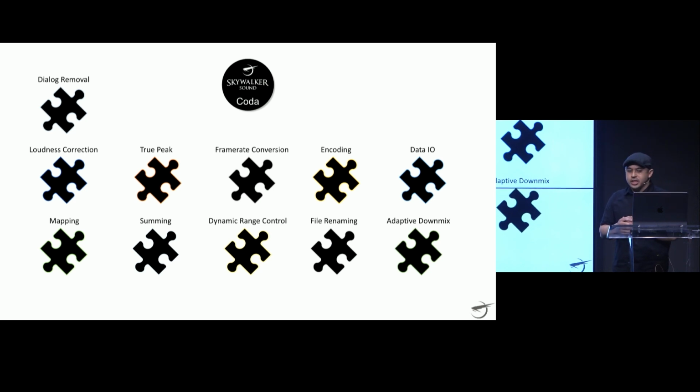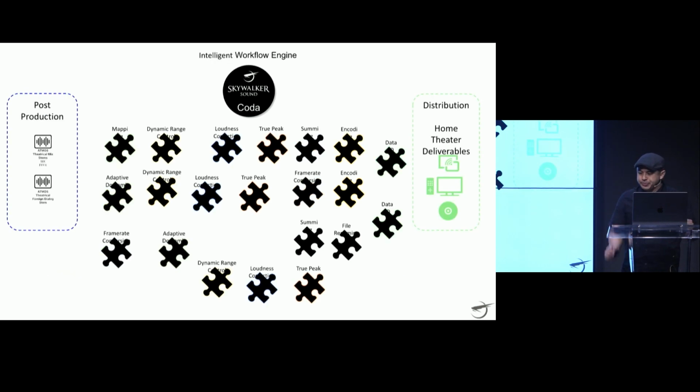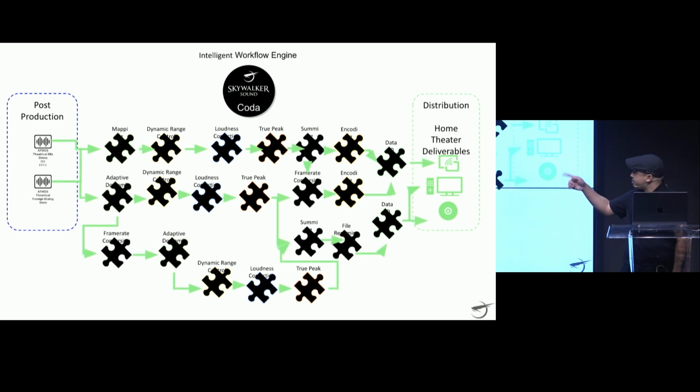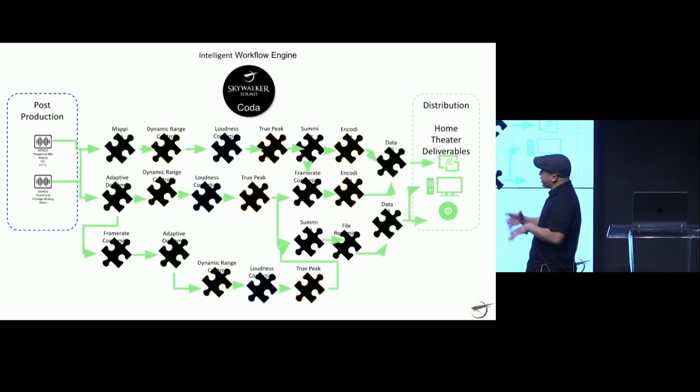We dynamically assemble all these skills to form a pipeline to produce the output deliverables that you want. So for a given set of input files, the pipeline might look like this. So input files coming in on the left, and we figure out, based on what you want on the output, what sort of steps we have to take to get there.